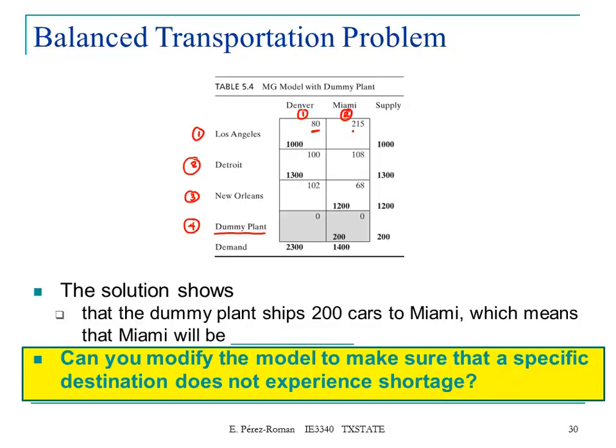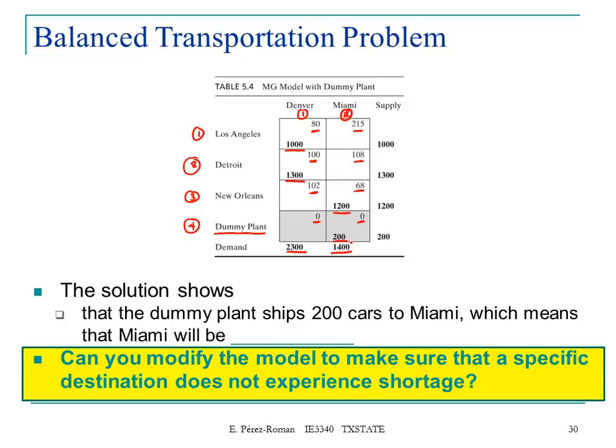This number at the top represents the cost of sending a unit from one supply node to a demand node. So the cost to send from Los Angeles to Denver is $80, for instance. And from Detroit to Denver is $100. Now, if you look at these numbers at the bottom, those are the number of units that you're going to see shipped based on your solution.